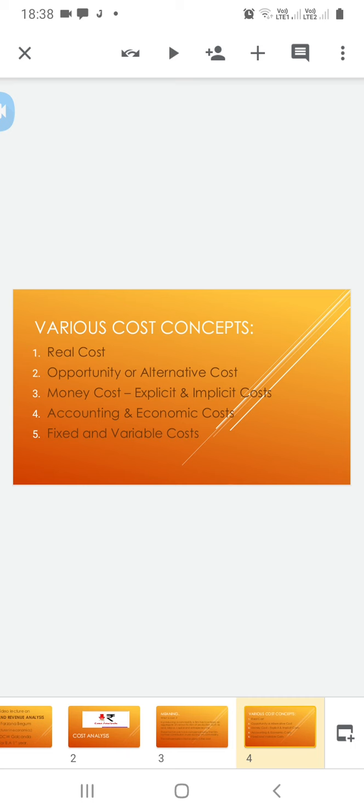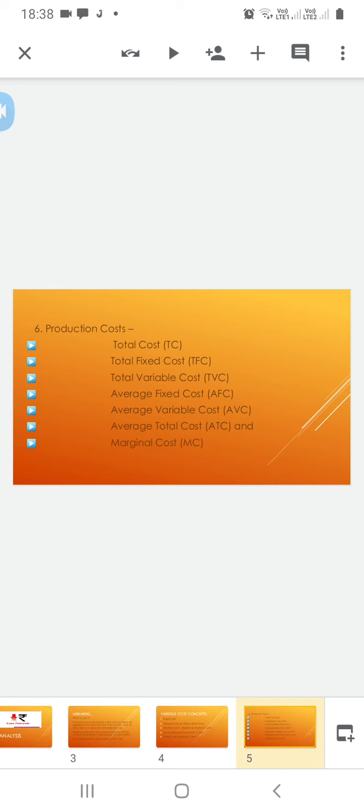Types of cost. Different types of cost are identified and discussed by economists. Let us examine real cost, opportunity cost, money cost, accounting and economic cost, fixed and variable cost. Production cost: total fixed cost, total variable cost, average fixed cost, average variable cost, average total cost, marginal cost.